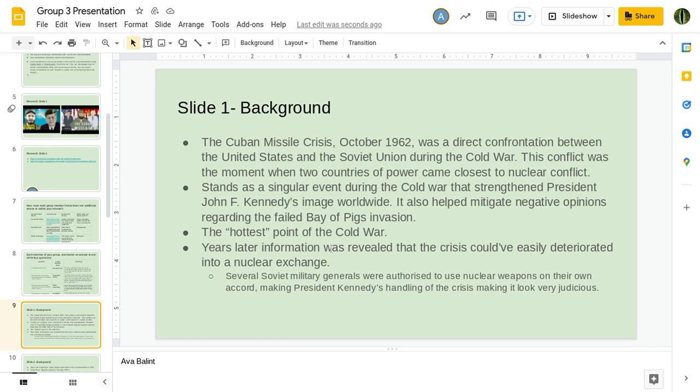Years later, information was revealed that the crisis could have easily deteriorated into a nuclear exchange. Several Soviet military generals were authorized to use nuclear weapons on their own accord, making President Kennedy's handling of the crisis look very judicious.